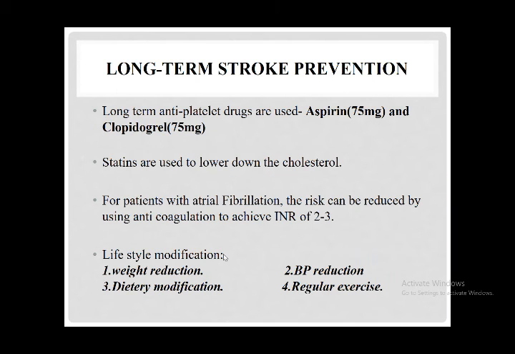What is long-term stroke prevention or secondary prevention? The most important thing to address in long-term management of stroke is basically the use of antiplatelet drugs, aspirin and clopidogrel. Statins are also used as secondary prevention to lower the cholesterol level, and patients with cardiac disease, for example atrial fibrillation, must be put on anticoagulation, warfarin or the other newer drugs. If the patient is on warfarin, you have to achieve an INR of 2 to 3 in atrial fibrillation.